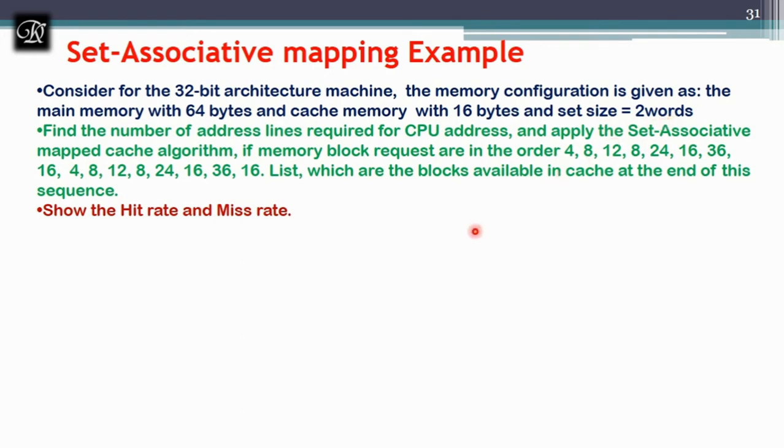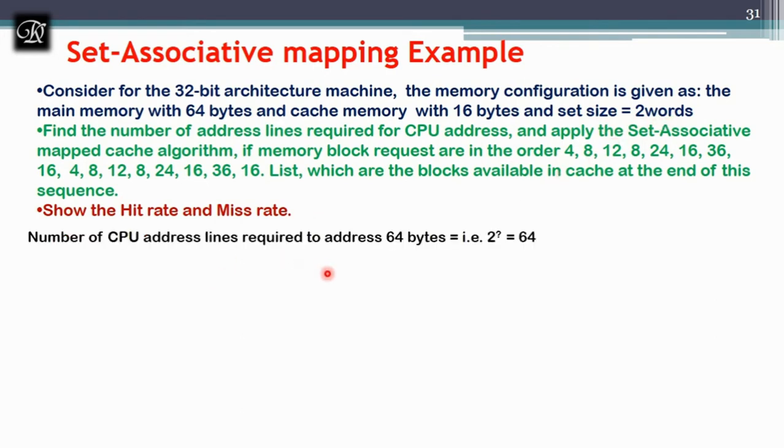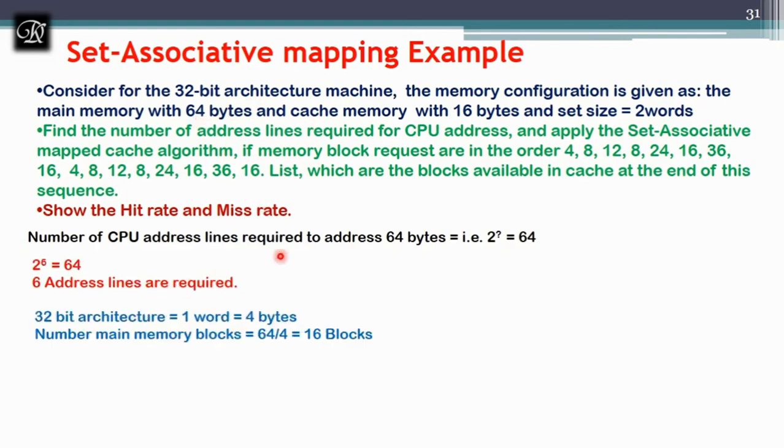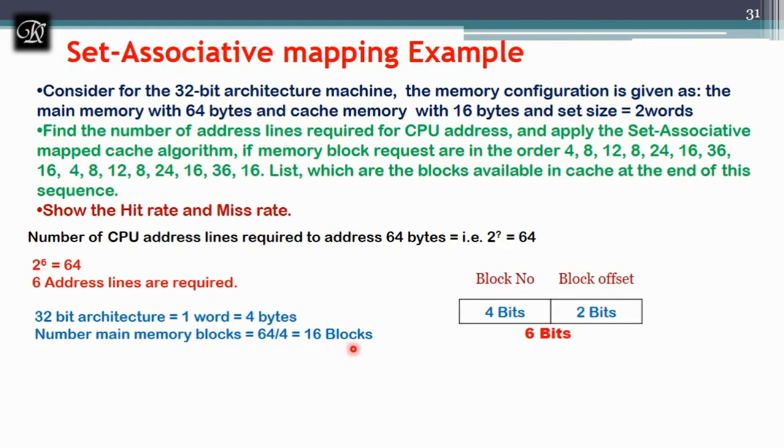Let's find the address lines. We already know that 2 to the power of 6 is 64, so 6 address lines are required, and one word means 4 bytes in the 32-bit architecture. 64 by 4 gives you 16 blocks in the main memory, and those 6 bits are divided into 2 parts. One is the block offset, which uses 2 bits to represent the 4 bytes of a word, and 4 bits for the 16 blocks.